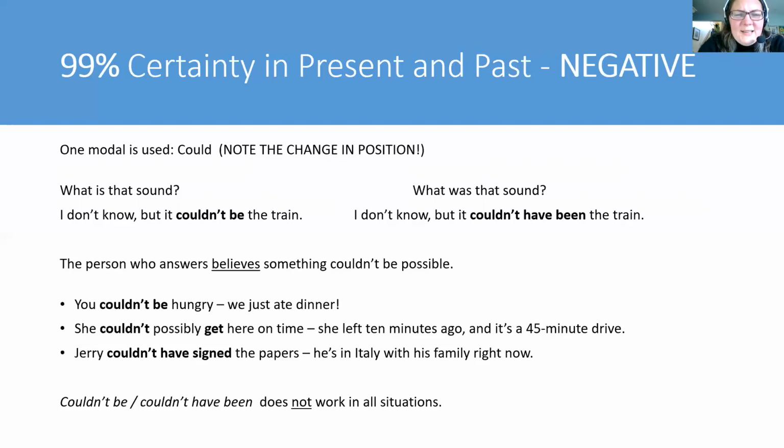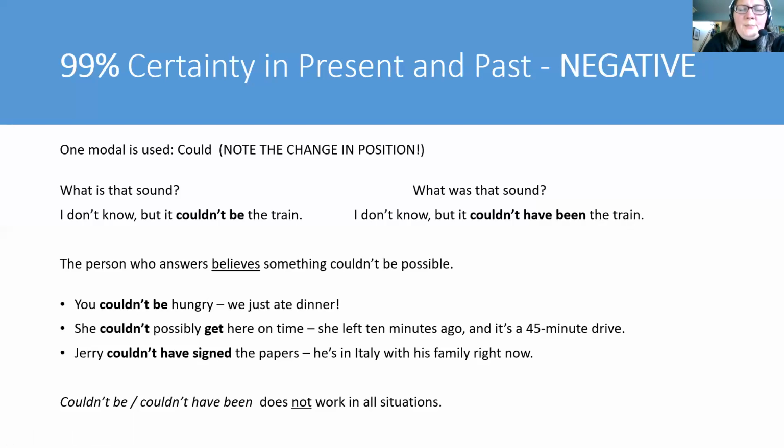So, for example, what is that sound? I don't know, but it couldn't be the train. Train's not going to come through here. I would not believe that it's the train, right? What was that sound? I don't know, but it couldn't have been the train. There you see the past tense version over here. It couldn't have been the train. Again, this has to do with belief. And so not all situations can use couldn't. You really have to be focused on the fact that someone who answers this way believes that something couldn't be possible.